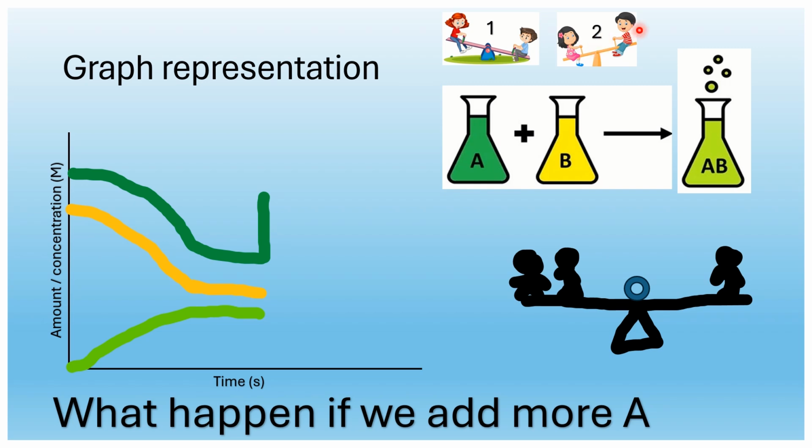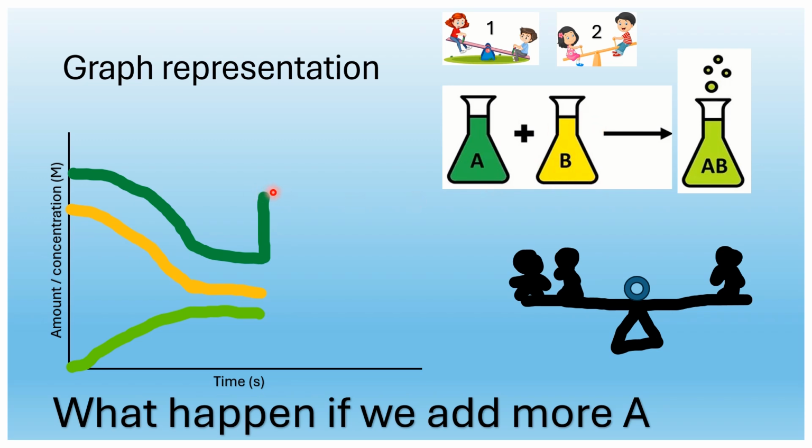And when we favor the forward direction, what happens to whatever is on the right? Remember, we shift from left to right. Whatever is on the right, if we are shifting to the right, must increase, whereas whatever is on the left must decrease. So in this case, what is on the right? It's AB. It simply means that AB must increase, whereas A decreases and B decreases.